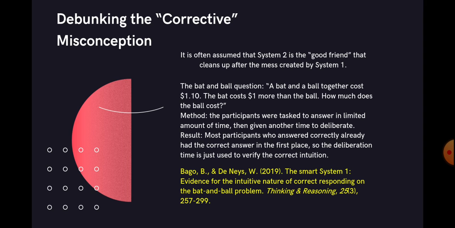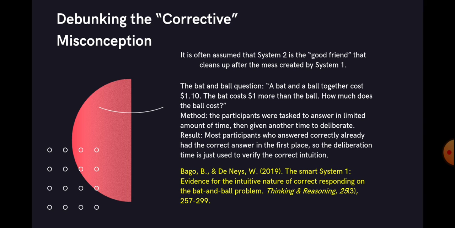So why is this debunking? It's because, again, it is often assumed that system 2 always cleans up after the errors made by system 1, but actually it's not always the case. As can be seen in this research, the correct answer is actually made first by the intuition, so by system 1. So just because we use system 2 doesn't mean we will get a correct answer.